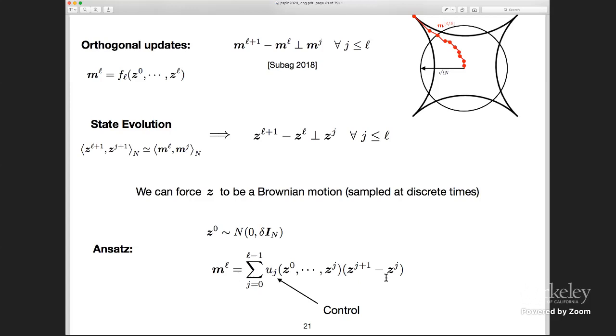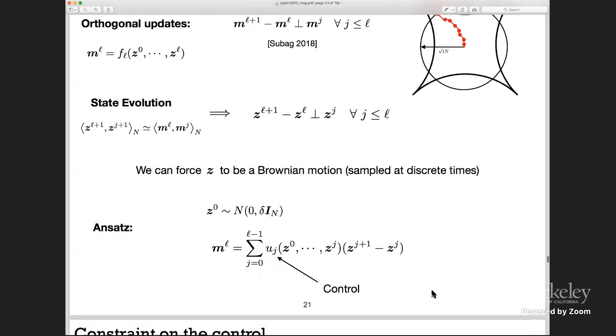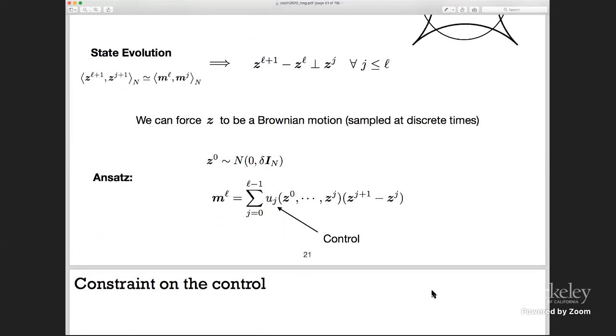So it looks like a martingale here. We have a bunch of terms that are orthogonal. And now I'm reducing the choice of this nonlinearity F to the choice of this nonlinearity U_j. So this is a choice that I made. Now it turns out that I can analyze the behavior of this algorithm. I can analyze the energy that is achieved, or the value that is achieved, by this algorithm.